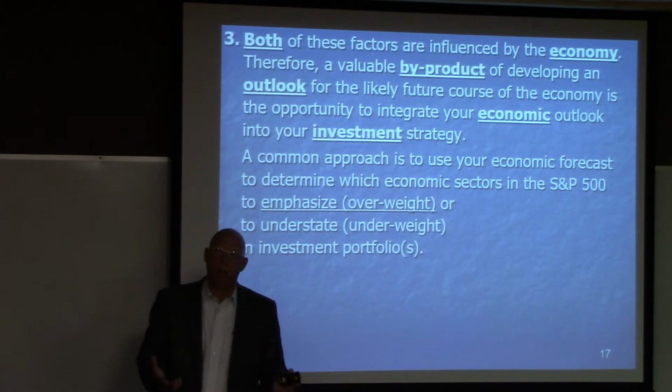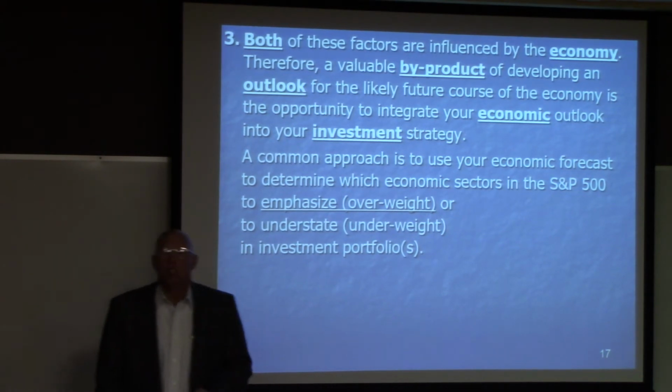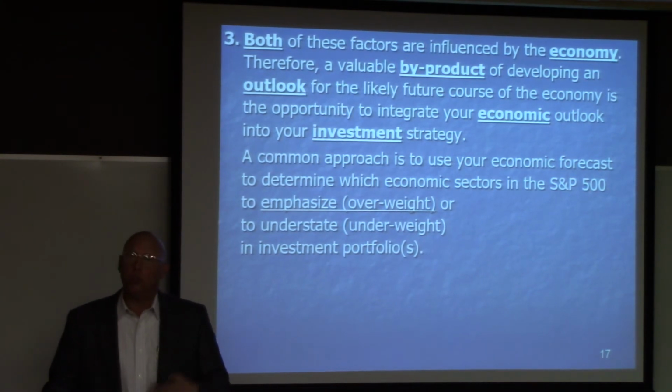So you look at the economy, then you look at the industry, then you look at economic sectors. There are 10 economic sectors in the S&P 500, and within each of those sectors, you'll typically find somewhere between 10 and 40 industries. So the question is, which sectors do you want to overweight? Which industries do you want to overweight? Which sectors do you want to underweight? If you overweight a sector, by definition, you're going to have to pick a sector to underweight.